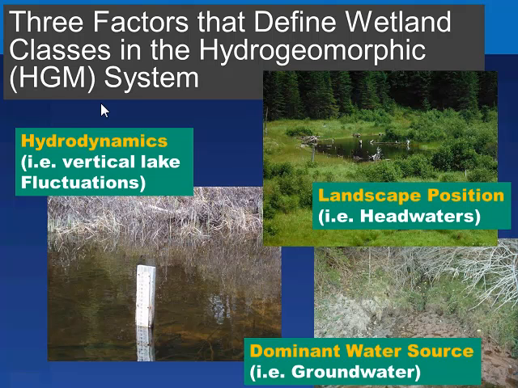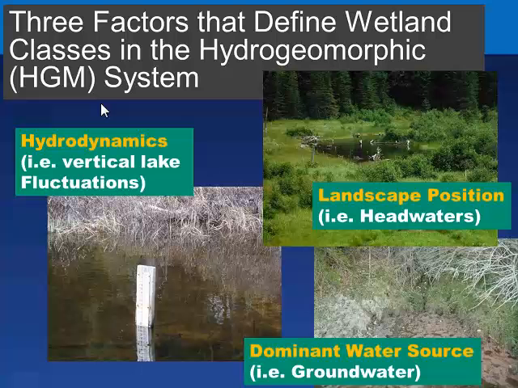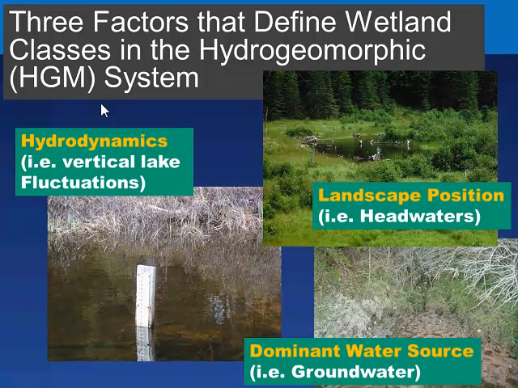All wetlands have a dominant water source, not the only water source. And again, obviously all wetlands receive direct precipitation, but in some wetlands the dominant water source is groundwater, which makes a wetland with drastically different functions than a wetland that has a surface water runoff dominant water source.